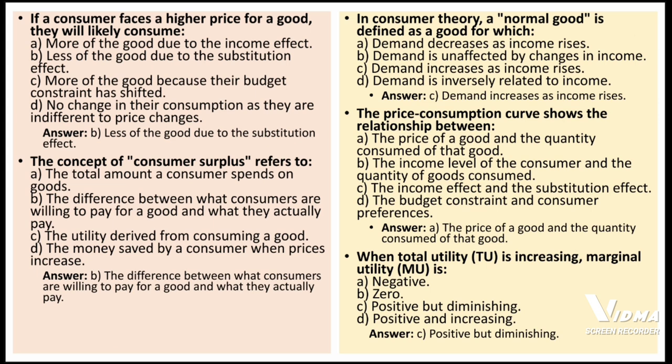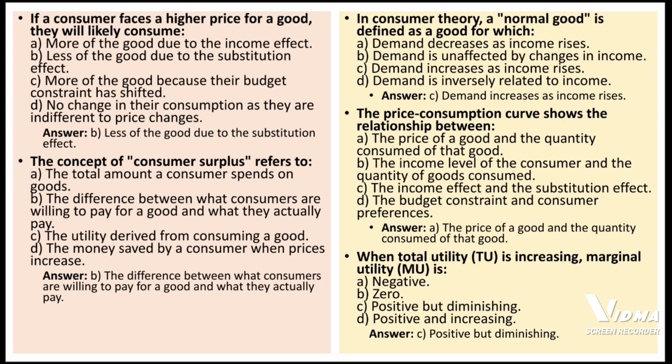If the consumer faces a higher price for a good, they will likely consume, answer is B, less of the good due to the substitution effect. The concept of consumer surplus refers to, answer is B, the difference between what consumers are willing to pay for a good and what they actually pay. In consumer theory, a normal good is defined as a good for which, answer is C, demand increases as income rises. The price consumption curve shows the relationship between, answer is A, the price of a good and the quantity consumed of the good.